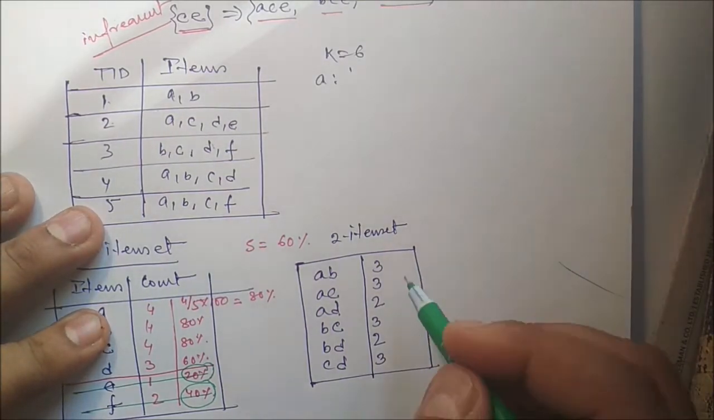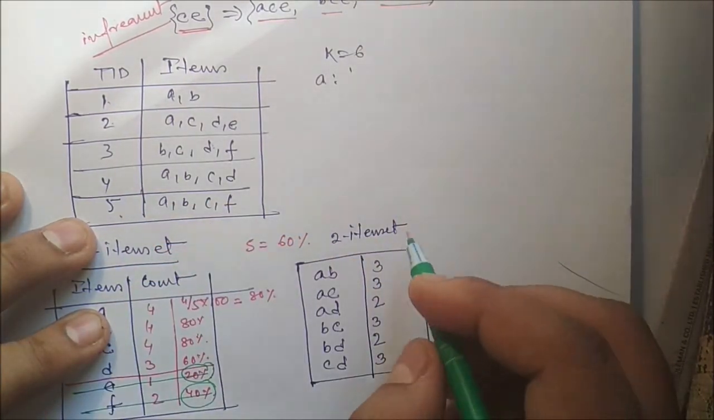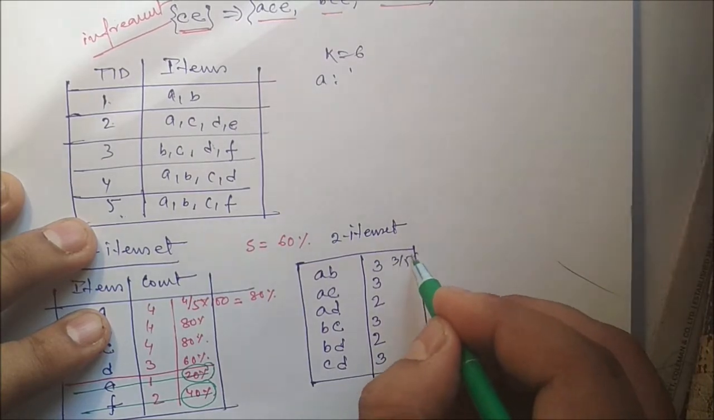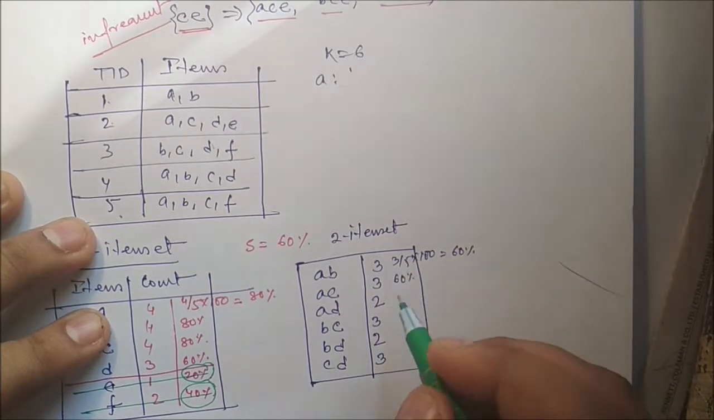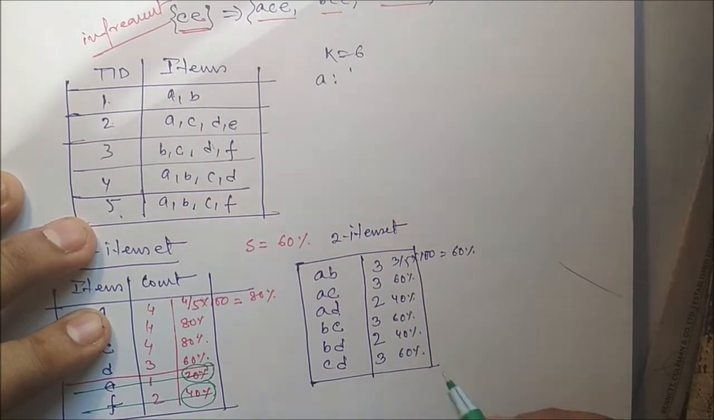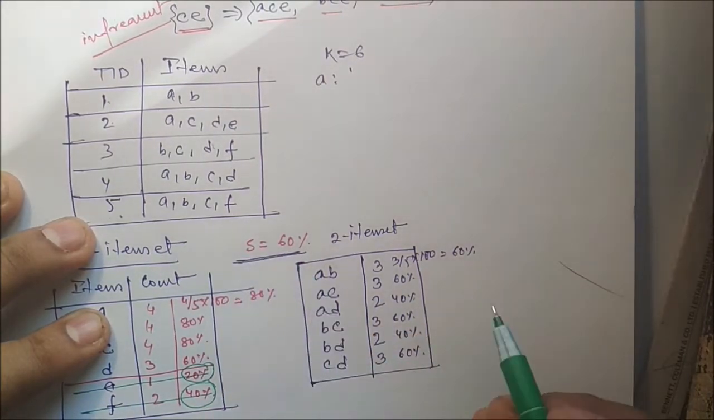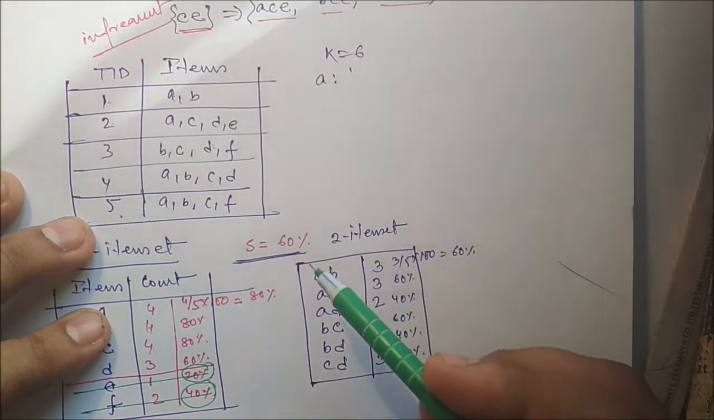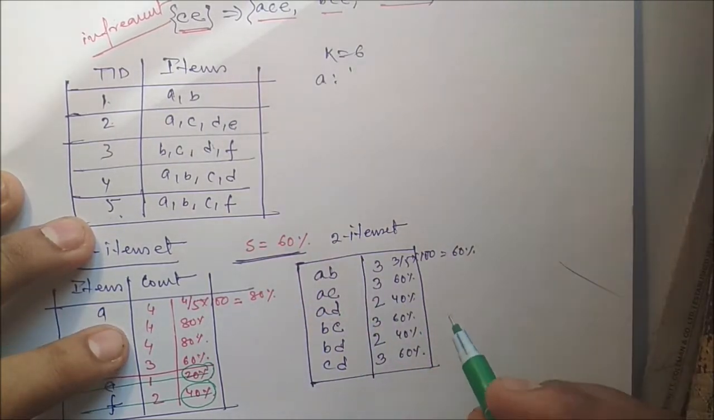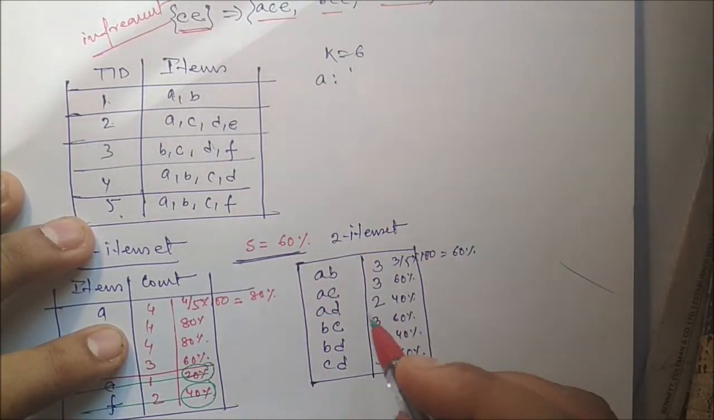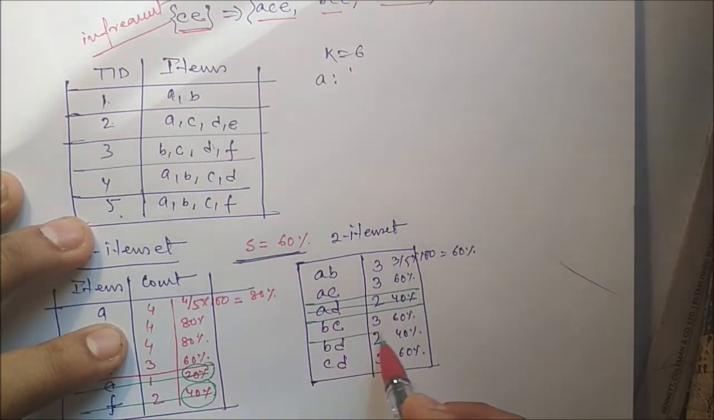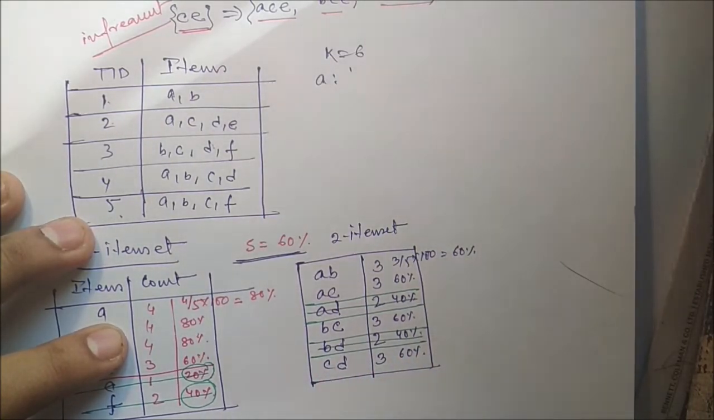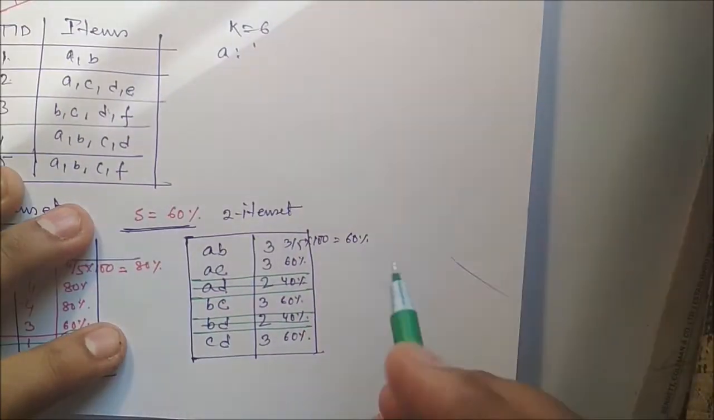और हम लोग को फिर सपोर्ट निकालना होगा. So total transaction 5, so 3 by 5 into 100, that is 60%. So already we have set the support threshold 60%, so जिसका support threshold 60% से कम है, हम लोग को eliminate करना होगा. So in this case, we have to eliminate this AD as well as this BD. So in successive tables, total number of item sets are reduced.